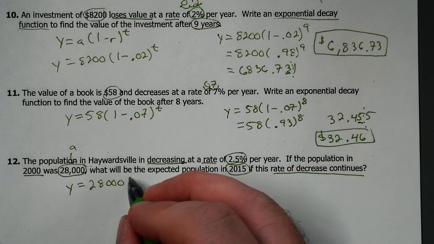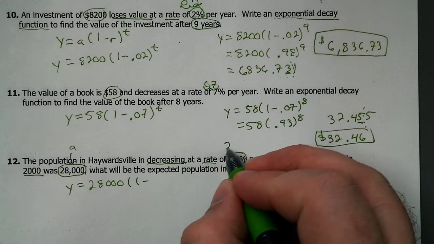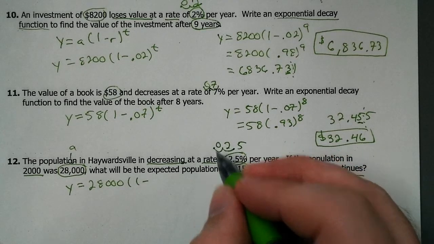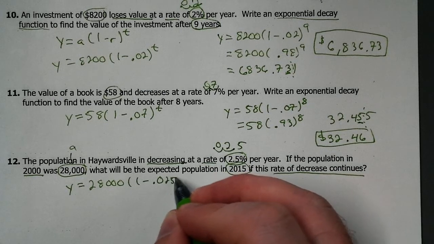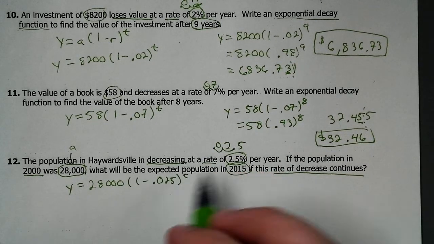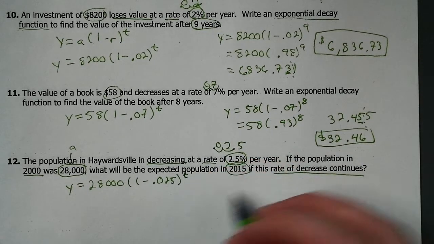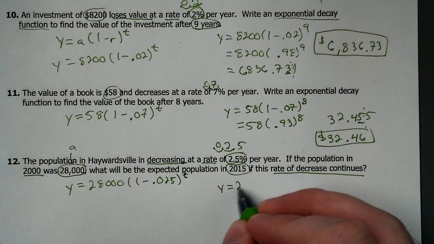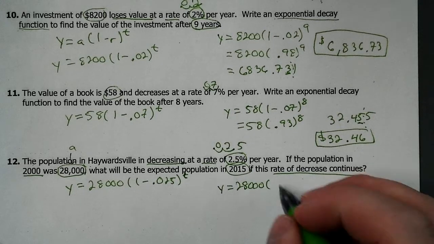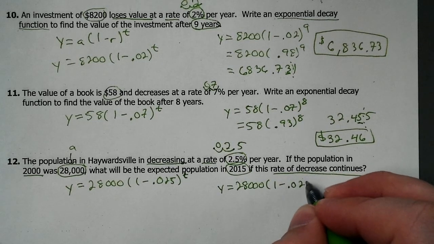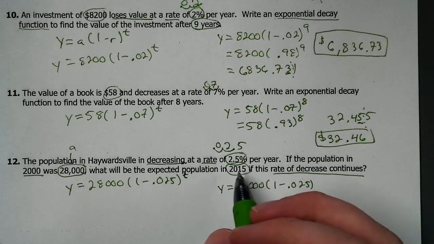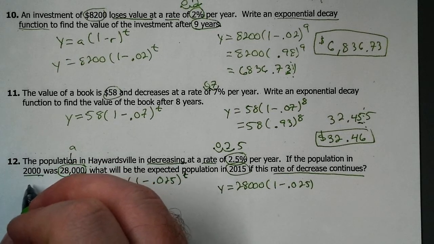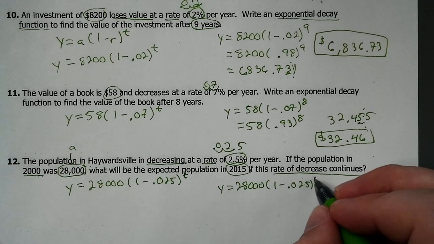Now the rate was 2.5%. Now be careful when you convert this. You still move it 2 decimal places, 1, 2. So it's going to be 0.025. And then raise that to the t. There is our equation that we can graph, and now let's plug in the years to get our final calculation. So y equals 28,000 times 1 minus 0.025, and we've got to raise that to a power. Now, if we start out in 2000 and went to 2015, that's going to be 15 years in between. So we're raising it to the 15th.